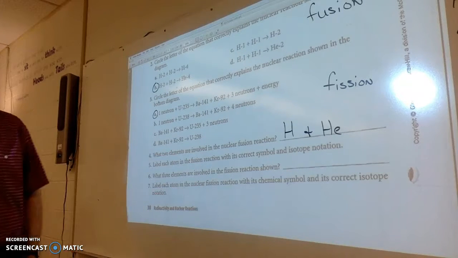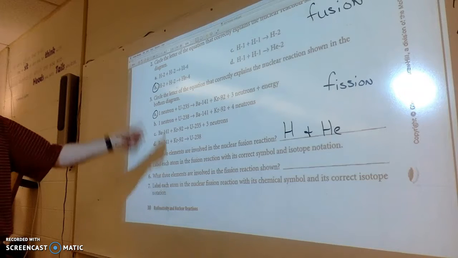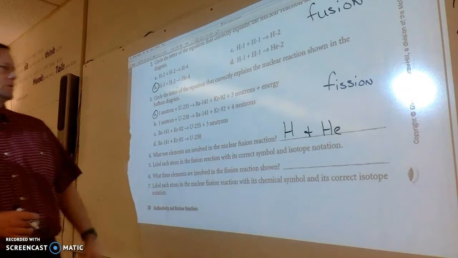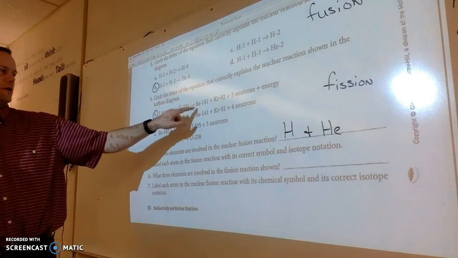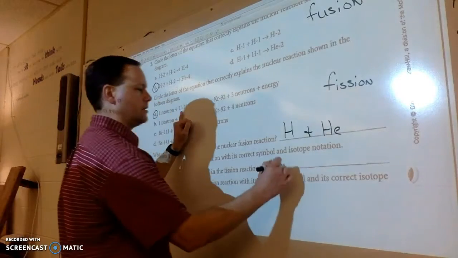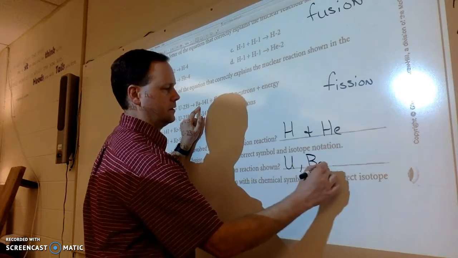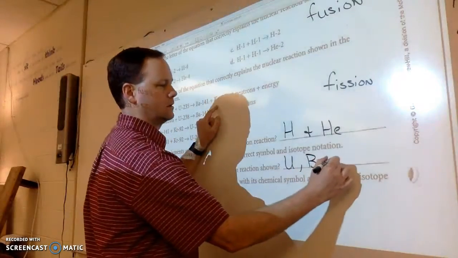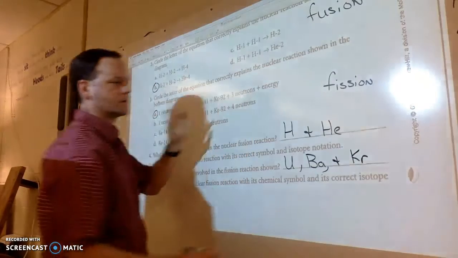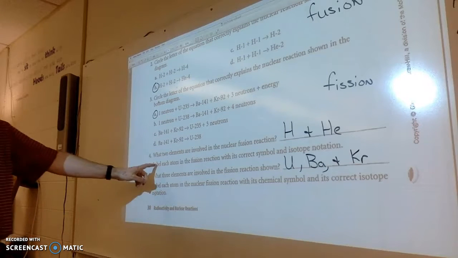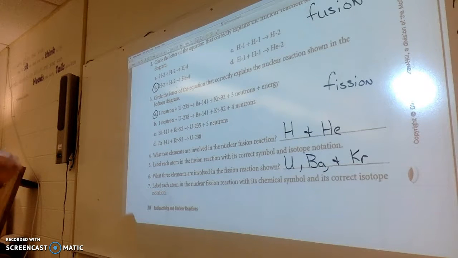Okay, label each atom in the fusion reaction with its correct symbol and isotope notation. We'll do that in a second. Okay, what are the 3 elements involved in the fission reaction shown? Well, we just circled them right here, or we just found the right answer here. So let's go ahead and do that. Okay, uranium, barium, and krypton. Okay, Kr. Those are the 3 elements involved. There are also neutrons involved. Those aren't elements. And the last 5 and 7 say to label each atom in the fusion reaction, and in the fission reaction.